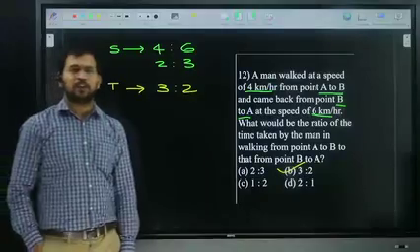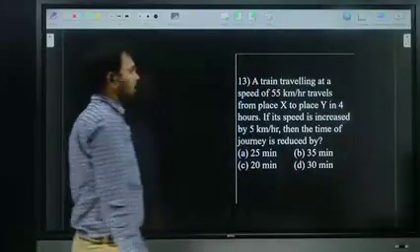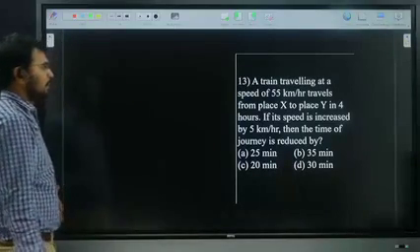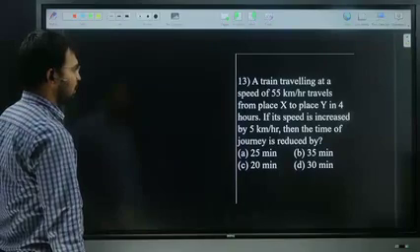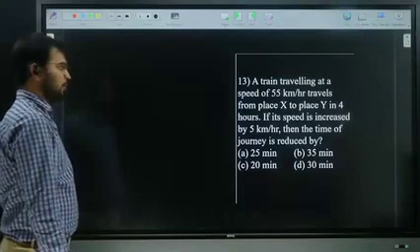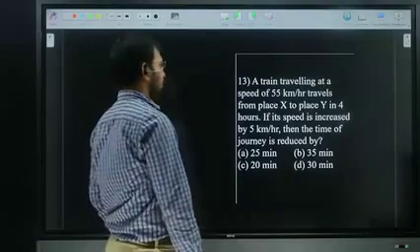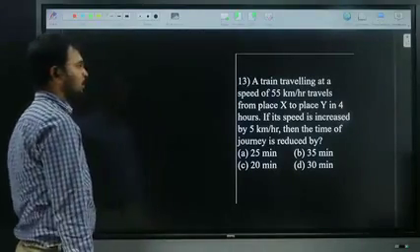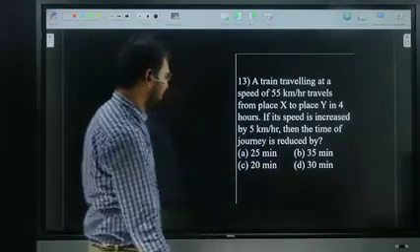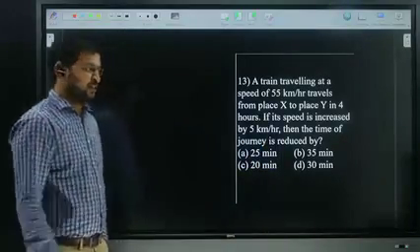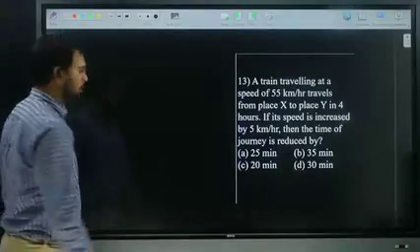Shall I go for the next question? A train traveling at a speed of 55 km per hour travels from place X to place Y in 4 hours. If its speed is increased by 5 km per hour, then the time of the journey is reduced by how many minutes? Look at me, I will explain the general procedure, then after that I will give the shortcut also.